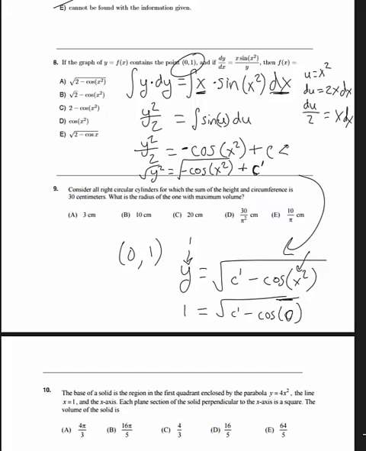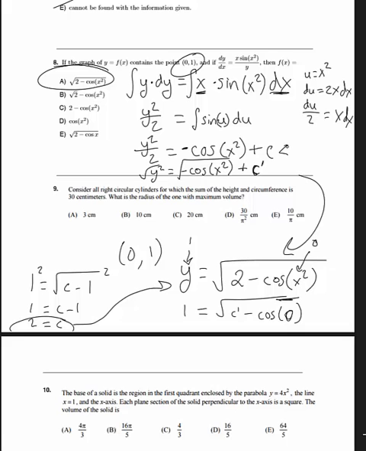1, 0. And that's going to give me 1 equals square root of c minus cosine of 0, which is 1. So now if we square both sides, we get 1 equals c minus 1. So 2 is equal to c. And then we plug that, 2 equals c, back there. And so we'll have y equals 2 minus cosine of x squared. So that's choice A.